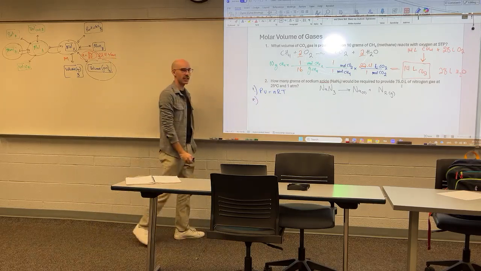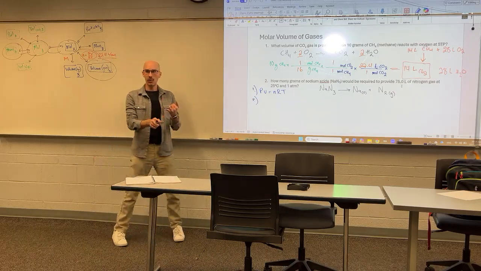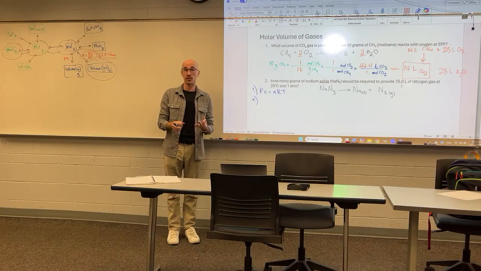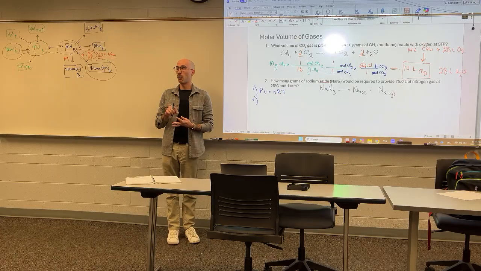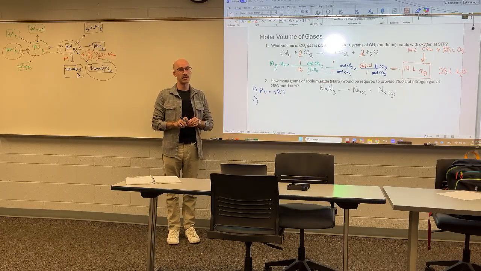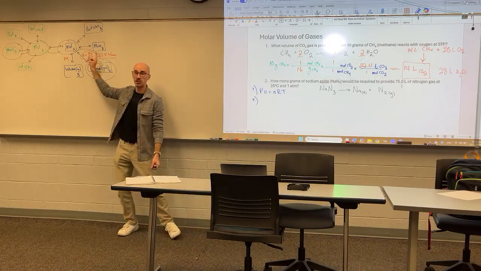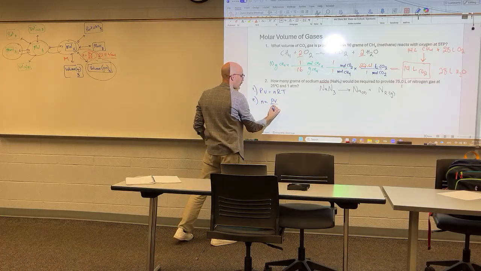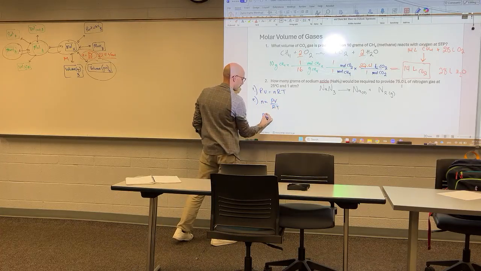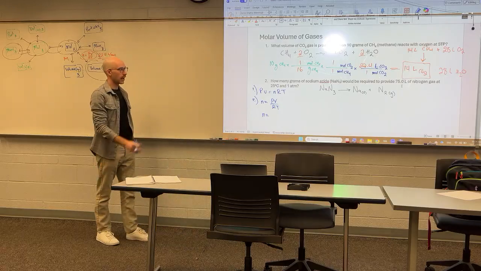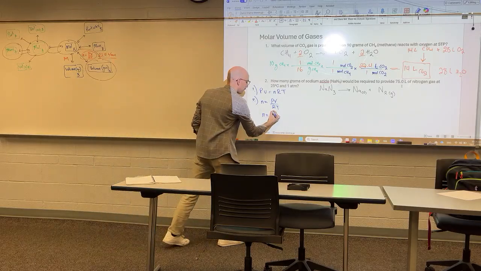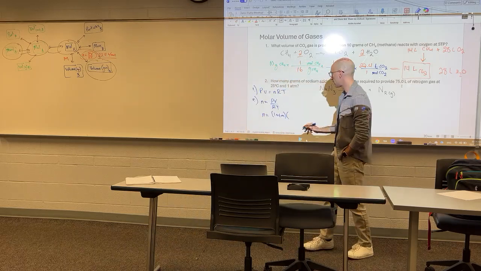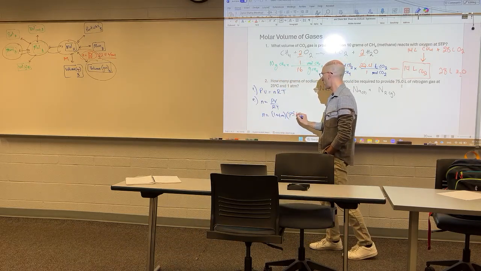I'm going to rearrange this because I know the pressure of the nitrogen gas, I know the volume of the nitrogen gas, I know the temperature of the nitrogen gas, but I want to know the moles of nitrogen gas that I have so that I can start doing stoichiometry. n equals PV over RT. I've got pressure in atmospheres, 1 atm. I've got volume in liters, 75.0 liters.